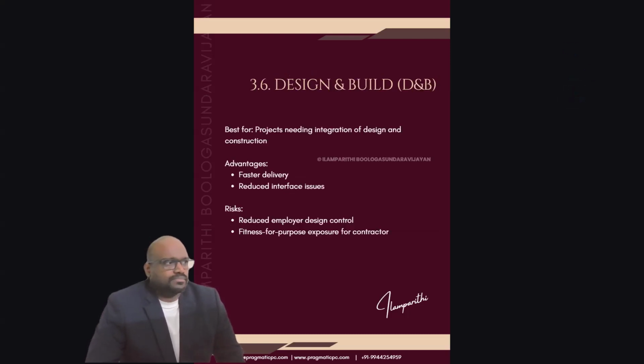Design and build. Design and build is best for projects needing integration of design and construction. Usually we use this in building and infrastructure projects. We don't use this terminology in EPC oil and gas projects. The advantages are faster delivery and reduced interface issues. The risks are reduced employer design control and fitness for purpose exposure for the contractor. This is also one of the most widely used contract types in construction because it is very successful in controlling time, cost and quality.